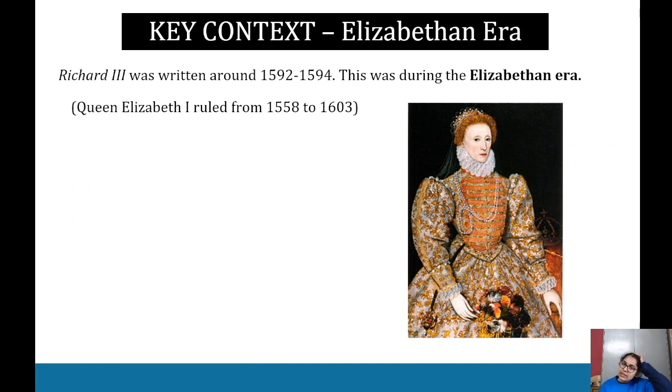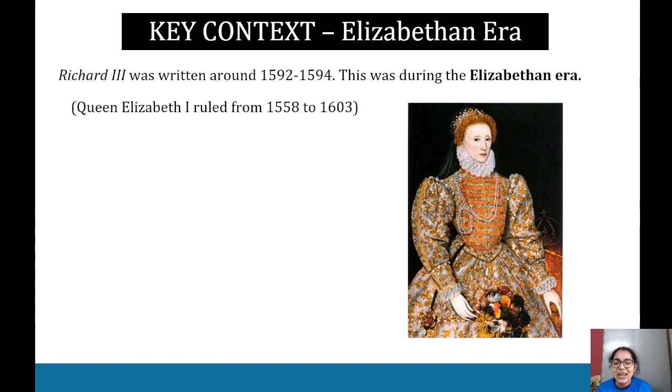So, firstly, Queen Elizabeth, Elizabethan era, key context. Remember, Richard III was written in 1592 to 1594, and that was during the Elizabethan era. Queen Elizabeth I ruled from 1558 to 1603. So there are plays that were written after that. Shakespeare's last play, The Tempest, was written in the Jacobean era, because it was written, I think, just after Queen Elizabeth I died in 1603.